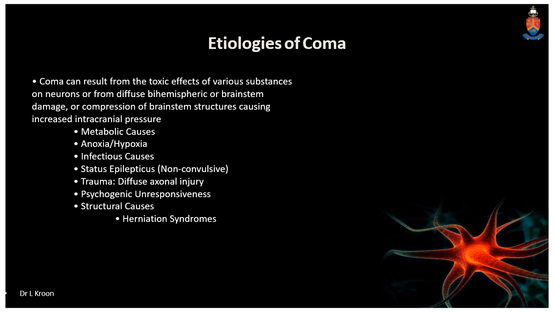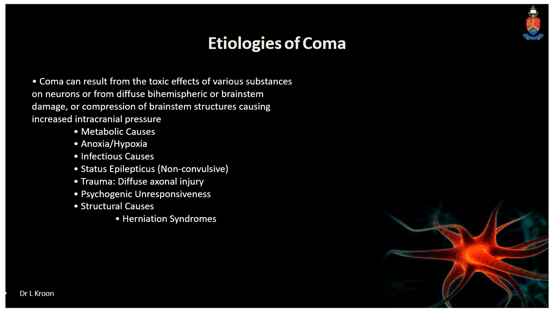Now I'm going to talk about the etiology of coma, which results from the toxic effects of various substances on our neurons, or from diffuse bihemispheric or brainstem damage, or compression of the brainstem structures caused by increase in intracranial pressure. Remember, you have to affect the RAS system bilaterally. Common causes are metabolic derangements such as high calcium, high sodium, thyroid storm, anoxic-hypoxic brain damage, where there's a decrease in the amount of blood oxygen to the brain, affecting that RAS system on both sides.